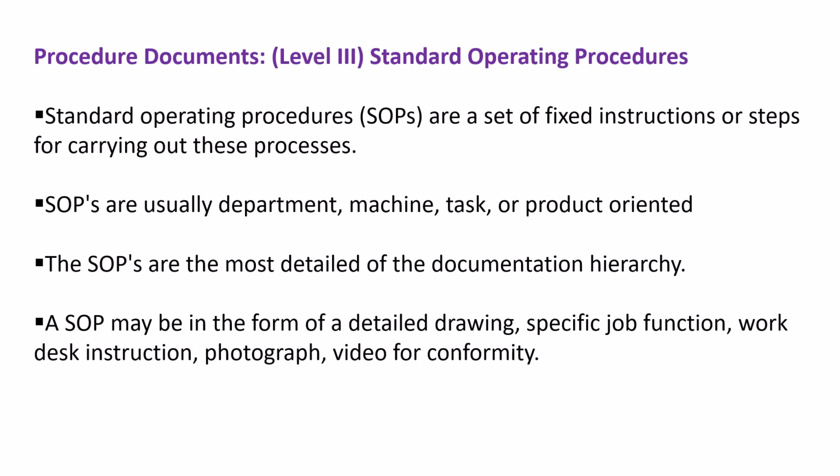Procedure document, level 3, that is SOP. SOPs are a fixed set of instructions or the steps that need to be done for carrying out the processes. So these are usually department, machine, task or product oriented. The SOP is the most detailed of the documentation hierarchy. A SOP may be in the form of a detailed drawing, specific job function, work desk instruction, photograph, or video for the conformity.